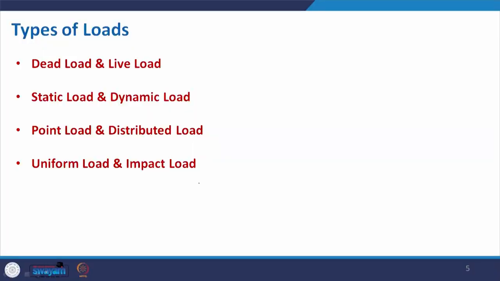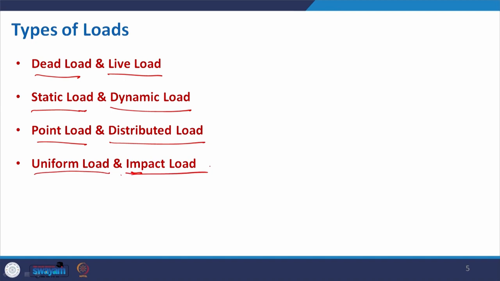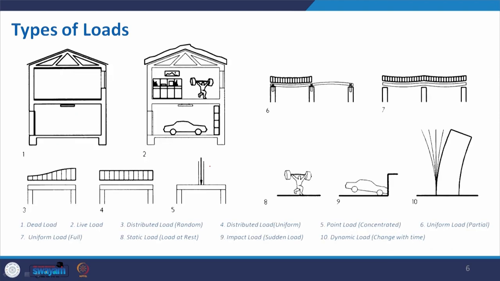So let's move on. Now, types of load: there are different ways of classifying loads. So these are very common classifications. One is dead load and live load, which I already mentioned, and we'll get it more clear with the example. Then it may be static load, dynamic load, point load, distributed load, uniform load, and also impact load. So what exactly these are, let us clear that.